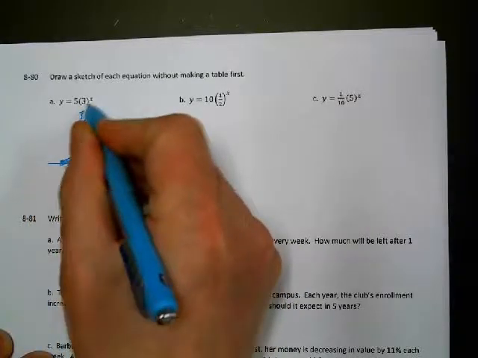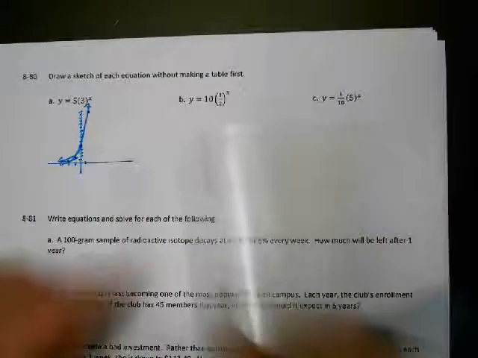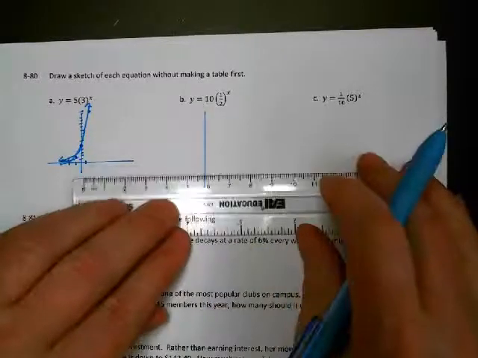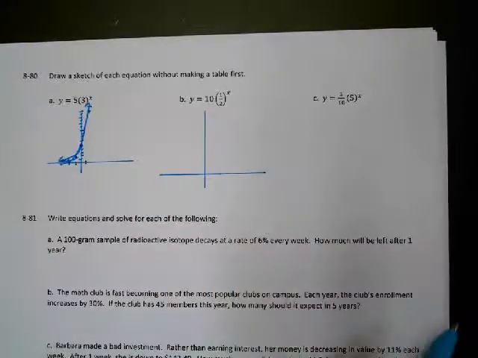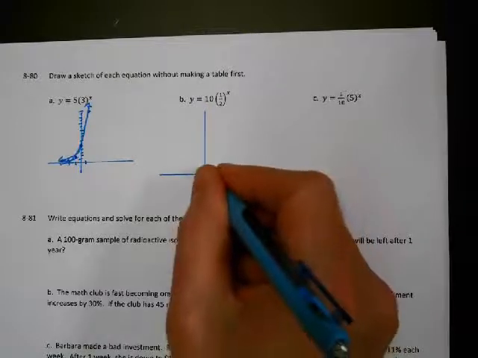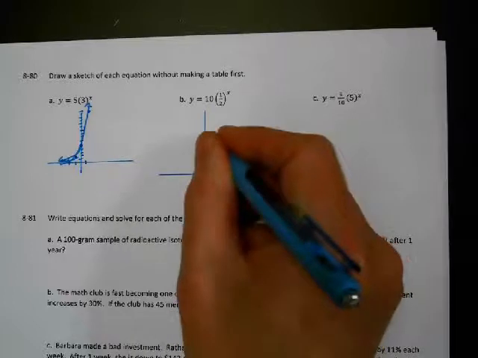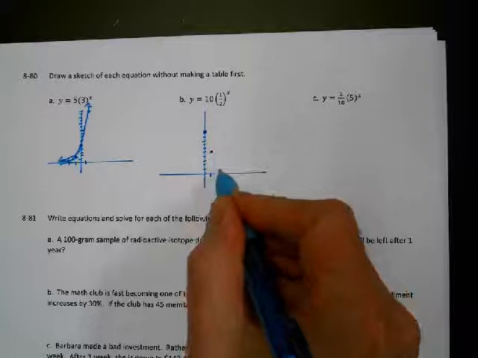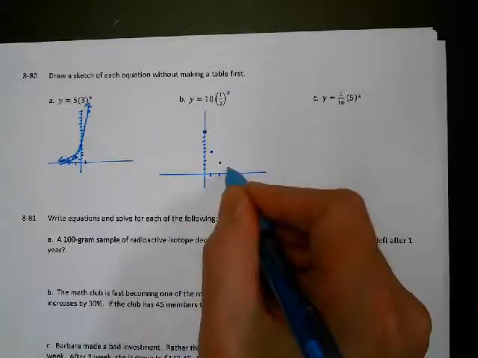Next one, we've got the y-intercept at 10, but this time we've got a b value of 1/2. So what does that mean? It means we should have a decreasing function on this one. So 1, 2, 3, 4, 5, 6, 7, 8, 9, 10. Let's say 10's there. And then it's going to cut in half each time. So the next one would be at 5, the next one would be at 2.5, and the next one would be 1.25, and then the next one would be lower, and so on and so forth.